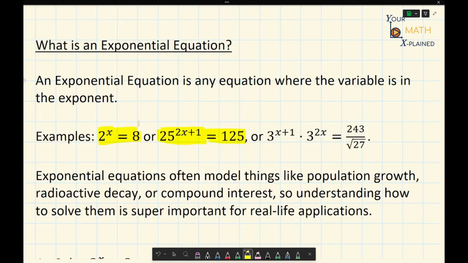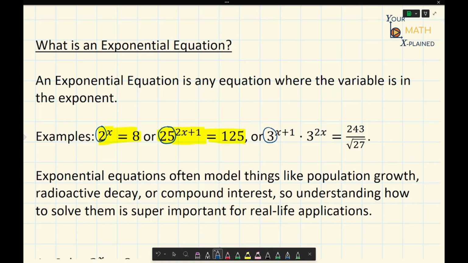So the key idea here is that we're not solving for a variable that's sitting next to the base. So when I say base, I mean this number here. So 2 or the 25 or the 3. Those are called bases. So we're solving for a variable that is powering the base, meaning it is part of the exponent. And that makes these equations behave differently than your typical linear or quadratic equations.